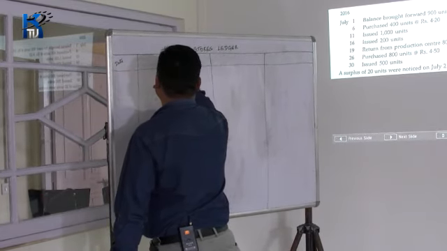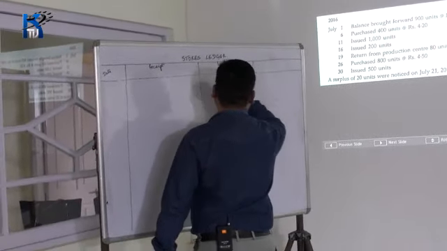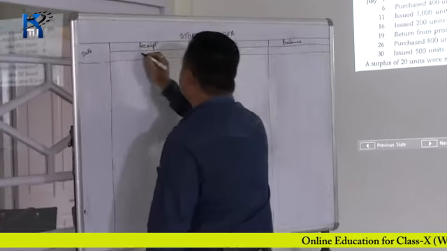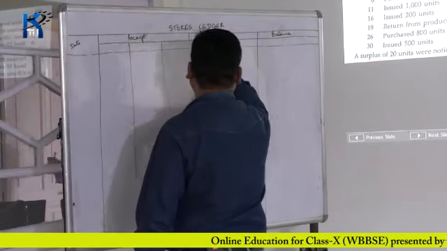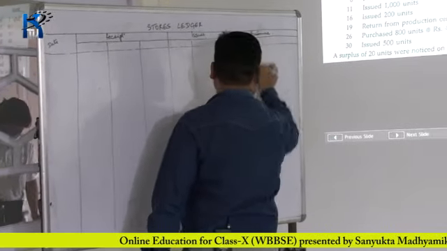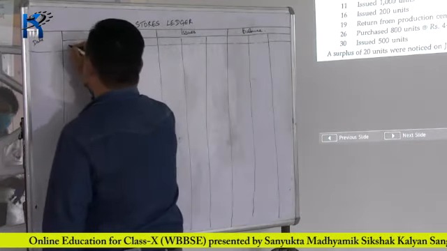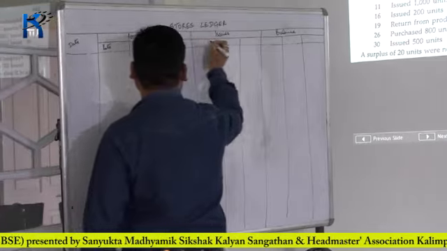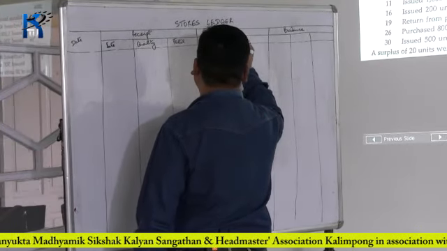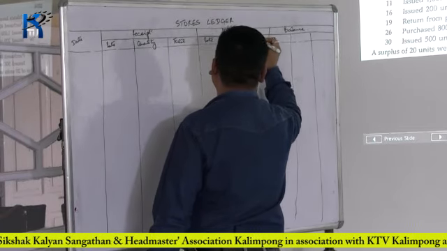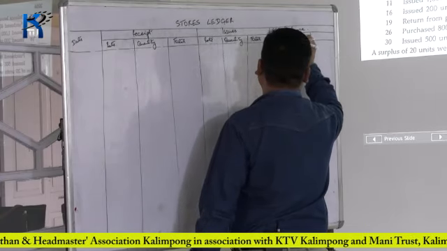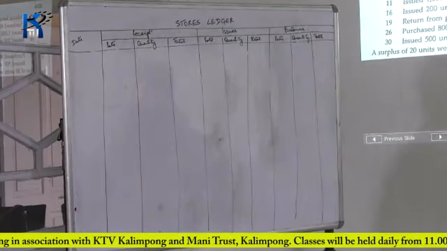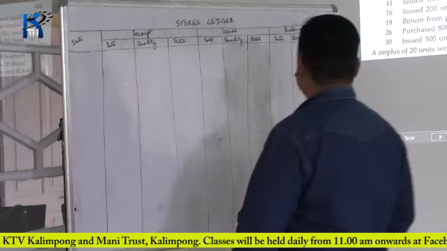Date, receipts, issues and balance. Again, we'll show three columns each for receipt, issue and balance: rate, quantity, total, rate, quantity, total, and again for balance, rate, quantity and total. So we will be starting.